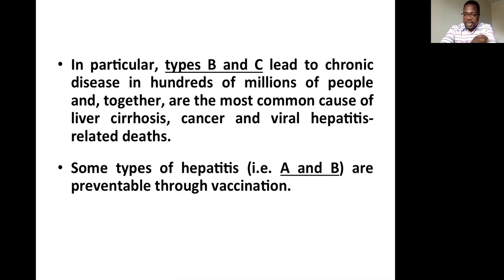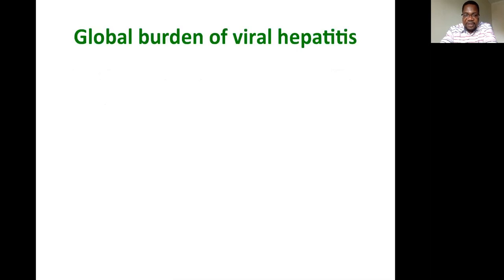Then types A and B can be prevented through vaccination. We have a successful vaccine to prevent hepatitis A and hepatitis B, but for the rest, we really don't have any successful vaccine.